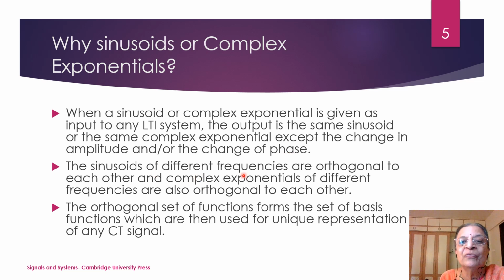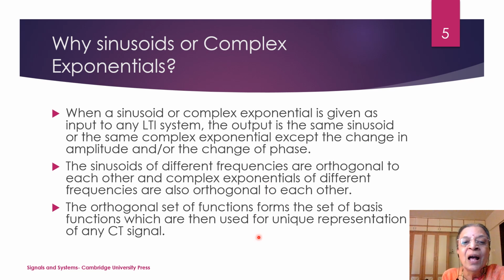The sinusoids of different frequencies are orthogonal to each other. This is one more condition required for the signals to be used as basis functions. We know that sine and cosine are orthogonal, but sine omega t and sine 2 omega t are also orthogonal. Cos omega t and cos 2 omega t, cos 3 omega t, all these are orthogonal. Sine omega t into cos omega t is also orthogonal. That means the integral is equal to 0.